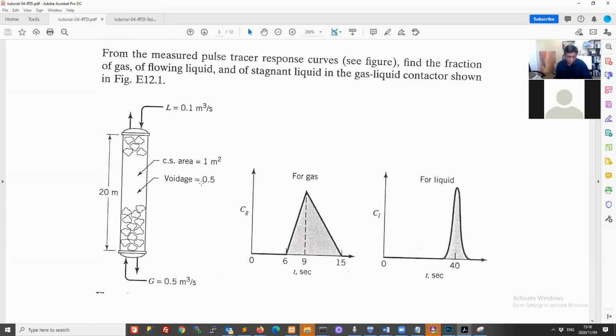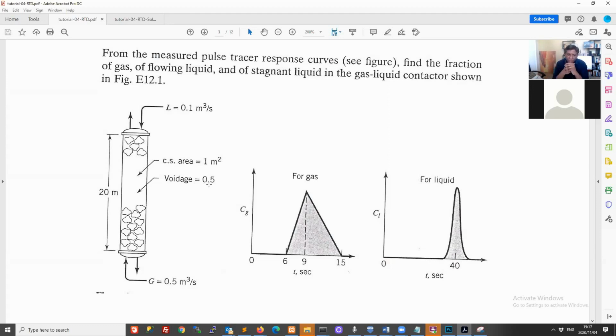We are also given the voidage, right? 0.5. And that clears up some things very easily. So the voidage, we can just get rid of the solid like that. So we can say the solid clearly then takes up half the space. So we are left with 10 cubic meters in that reactor.